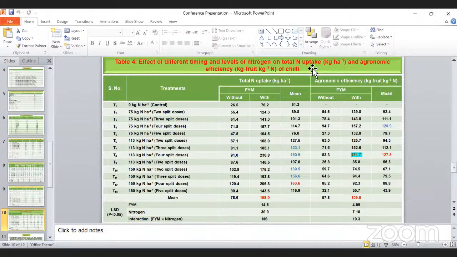Effect of different timing and level of nitrogen on total nitrogen uptake and agronomic efficiency of the chili. In this, 150 kg nitrogen per hectare in 4 splits has the higher total nitrogen uptake, and the farmyard manure plots have higher total uptake as compared to the without farmyard manure plots. But in agronomic efficiency, 113 kg nitrogen has more fruit yield, and the farmyard manure plots have higher fruit yield as compared to the without farmyard manure plots. This is due to the agronomic efficiency, the increase in fruit yield per unit of nitrogen fertilizer applied.